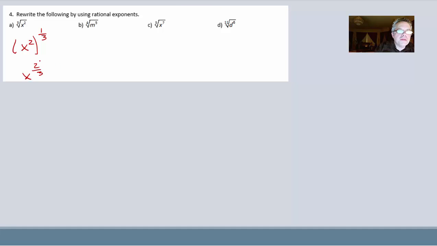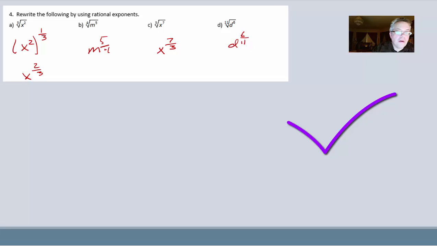But if you remember, the top is the power, the bottom is the root. So here, let's see if we can skip ahead a little bit. 5 is the power, 4 is the root, so it's to the 5/4 power. On this one, 7 is the power, 3 is the root, so x to the 7/3. And the very last one, this is d, 6 is the power, 11 is the root, so it's 6/11.